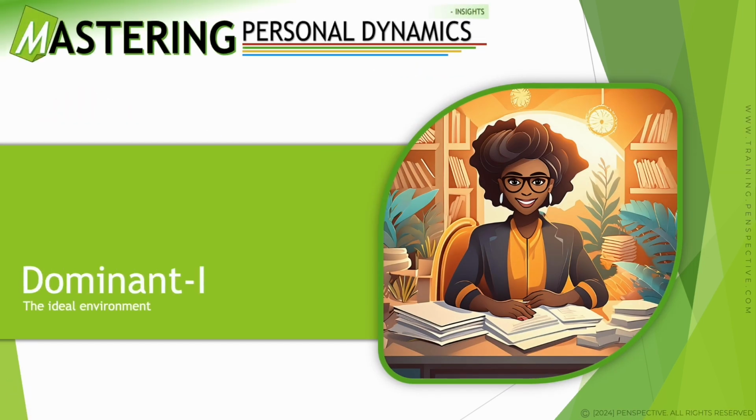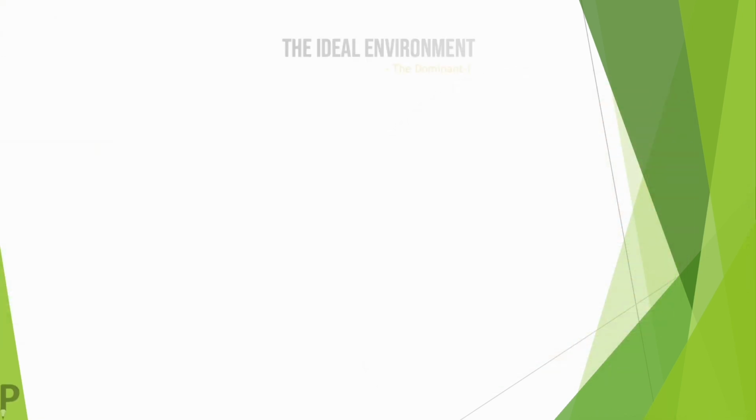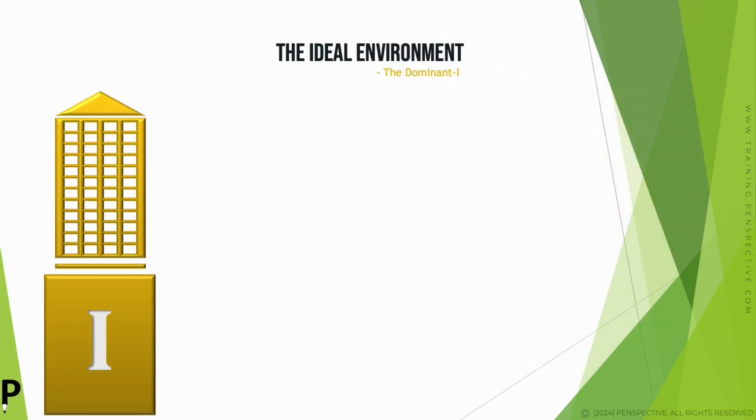The dominant I. By creating an environment similar to the one we will discuss next, organizations can harness the dominant I's full potential. Assignments with people. Dominant I's thrive in environments where they can interact extensively with others. Assignments that involve frequent communication, collaboration, and interpersonal engagement are ideal for maximizing their strengths.